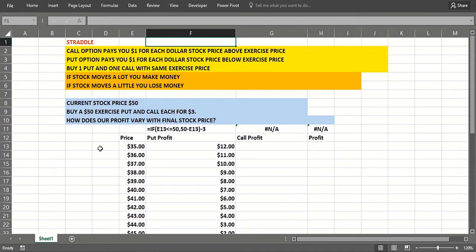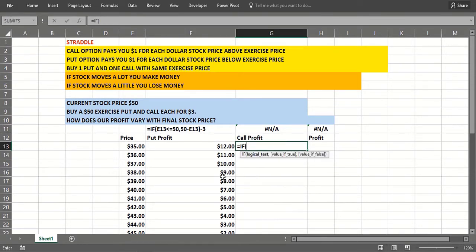I lose the cost of the put. But then the call comes in. There's your formula. So I'd say if the stock price is greater than or equal to 50, then I'll get the stock price minus 50. Otherwise, I'll get 0. So there I would lose my $3. So I forgot the minus $3. I've got to pay for that call. Okay, so I lose $3 there.